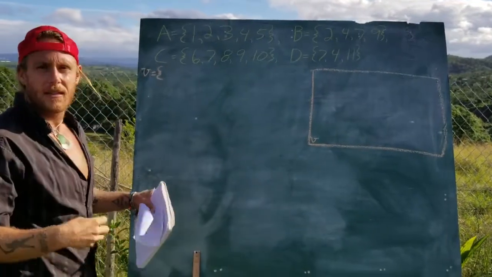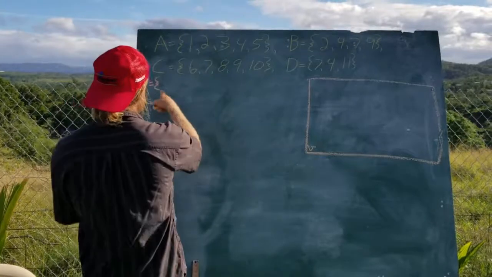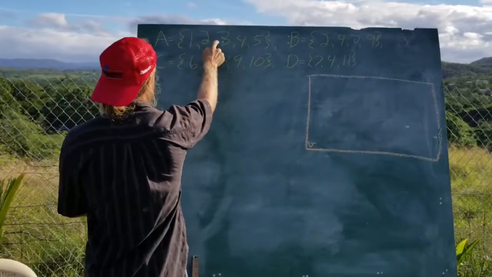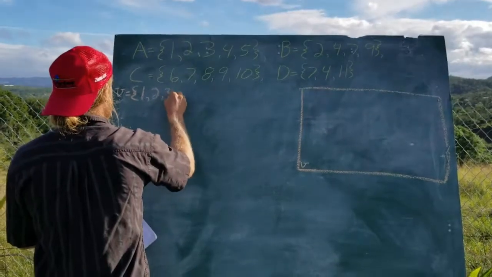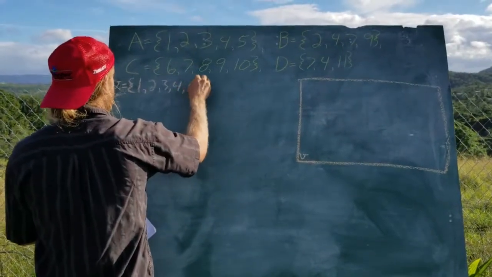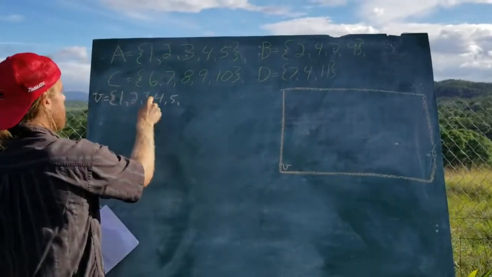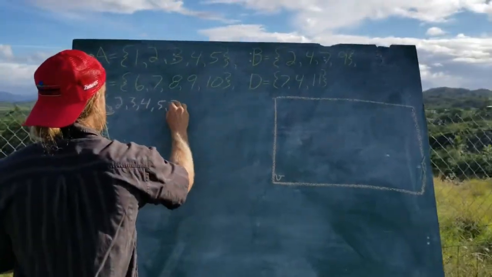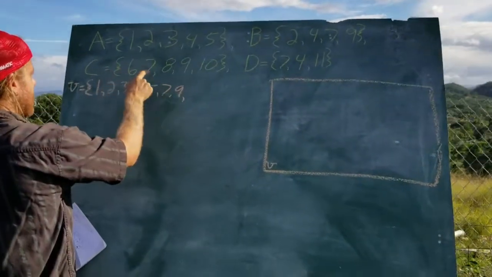I hope you did this, it'll help you go through as we work through these. So the universal set consists of the elements 1, 2, 3, 4, 5. The elements in B, 2, 4, 7, 9. We already have 2 and 4, so we have to add 7 and 9. Elements in C, 6, 7, 8, 9, and 10.